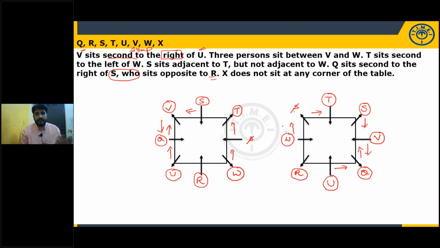X does not sit at any corner of the table. So the only remaining person is X, and X will be here. But it is mentioned that X does not sit at any corner, and here X is sitting at the corner. So this case will be ruled out. Now this is my final arrangement.